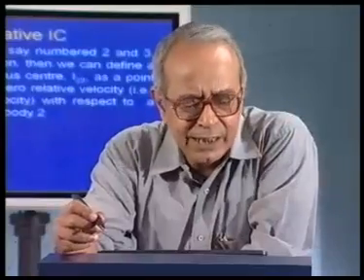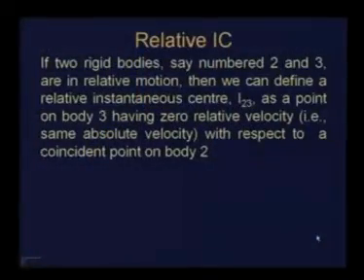Now that we have explained the concept of instantaneous center of velocity, let us extend this concept between two moving bodies. Previously we said one rigid body which is moving and there exists an instantaneous center of velocity. Now let us consider two moving bodies, say numbered 2 and 3. Then we can define a relative instantaneous center, say I23, as a point on body 3 having 0 relative velocity, that is same absolute velocity with respect to a coincident point on body 2.